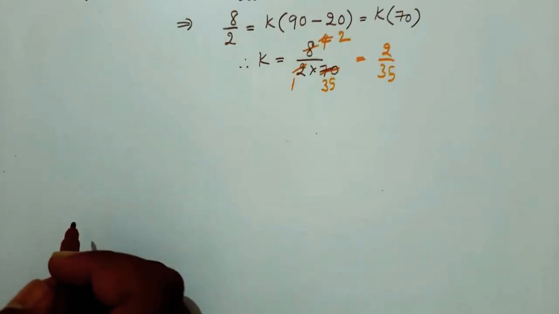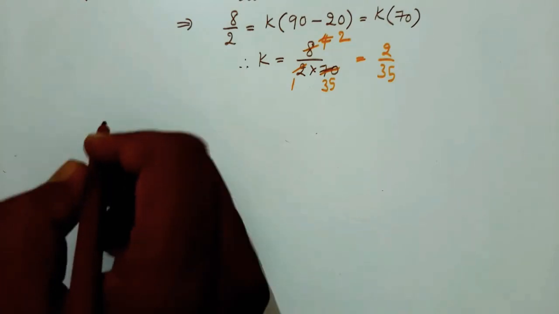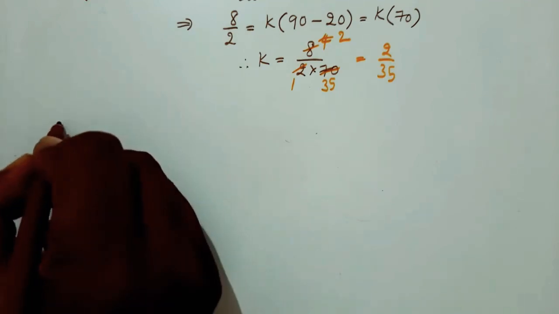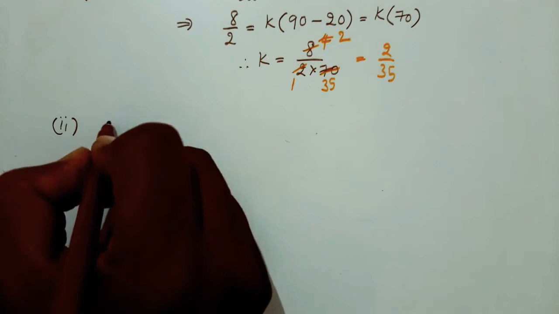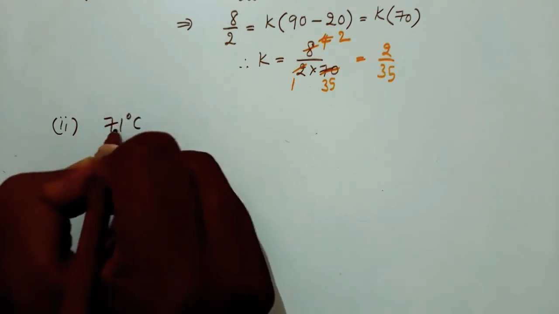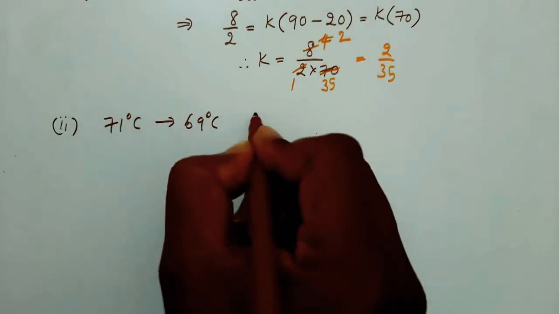Here the question is, in what time does a hot body cool from 71 degrees Celsius to 69 degrees Celsius? So in the second case, the hot body cools from 71 degrees Celsius to 69 degrees Celsius in what time?